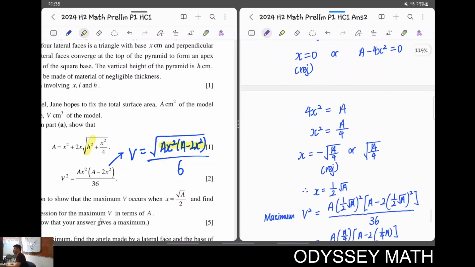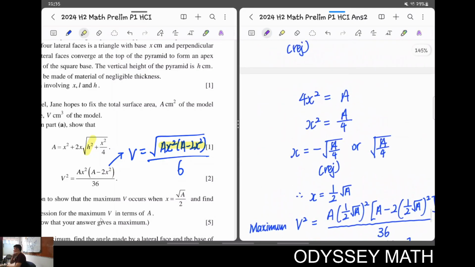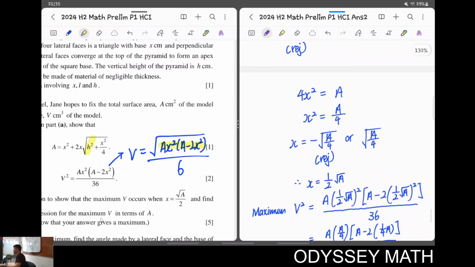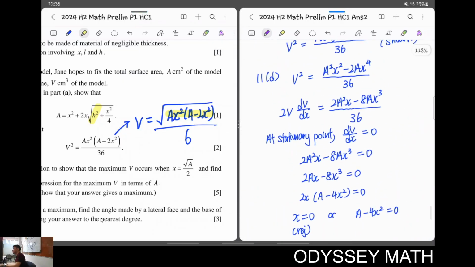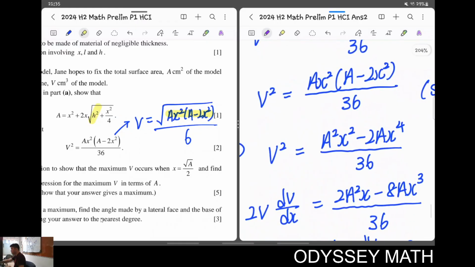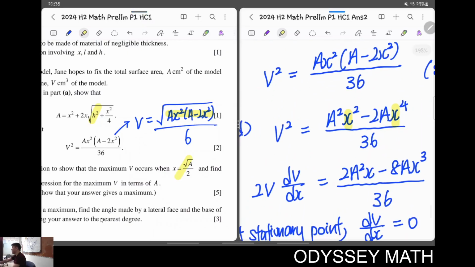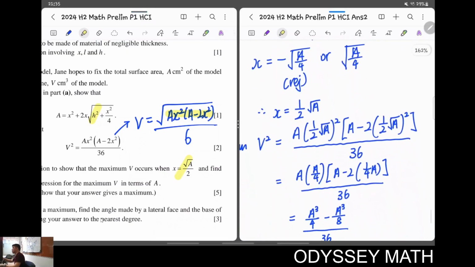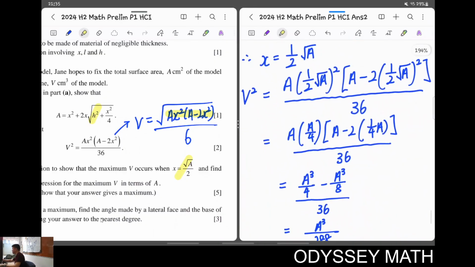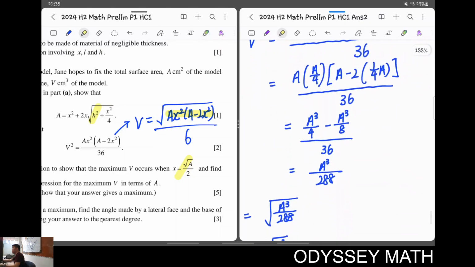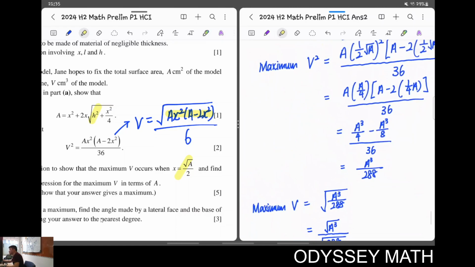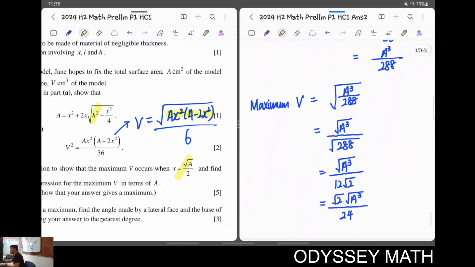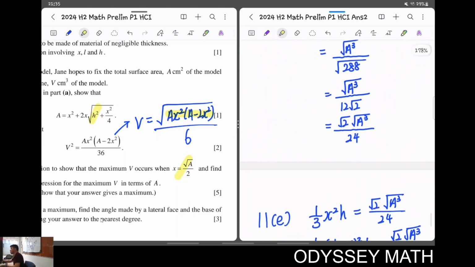Solve for your x. You just do it yourself. You will get square root A over 2. Follow? And then the maximum V, you find the maximum V square first. So what's your V square expression originally is here, right? So replace the x over here with square root A over 2. You understand? And then it's really just algebra. You work it out yourself at home. Best is you do it after, maybe tomorrow, the day after tomorrow. So your maximum V squared is A cubed over 288. So maximum V is square root A cubed over 288. You will get this to be your maximum V.